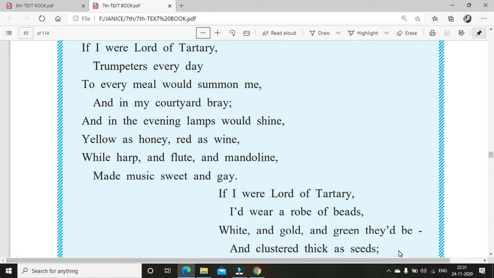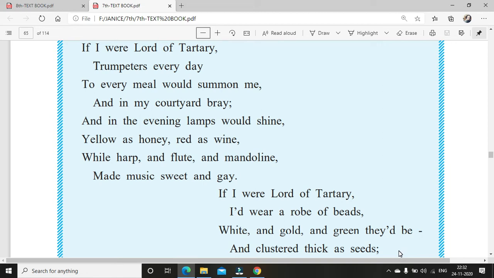While harp and flute and mandolin, these are all musical instruments. Harp is played, I don't know whether you all have seen. Have you seen the angels? When you see angels, they have the harp in their hand and they just play it with their fingers. And flute is what you play, your basuri, and mandolin is something like a guitar, but it's not. It has a totally different shape. I will show you the pictures. Just let me finish the lesson.